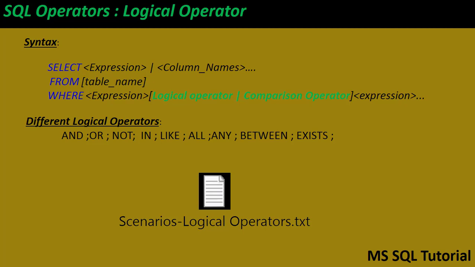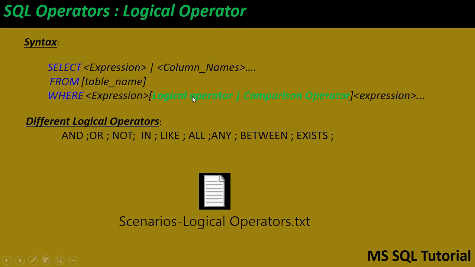So we will see the syntax for the logical operator. If you see on my screen: select expression or column names from table name where expression, logical operator or comparison operator, using expressions. The logical operator can be used between two expressions or two columns to compare the values. And in logical operators we also use subqueries to fetch the records.